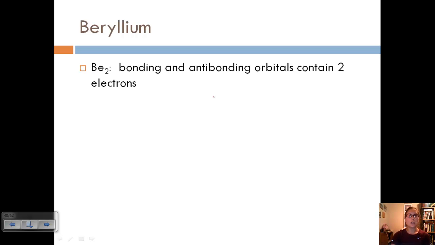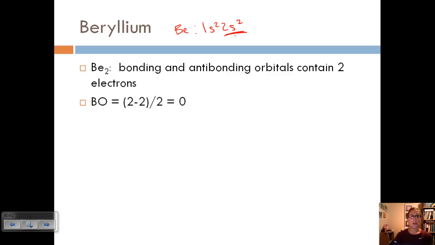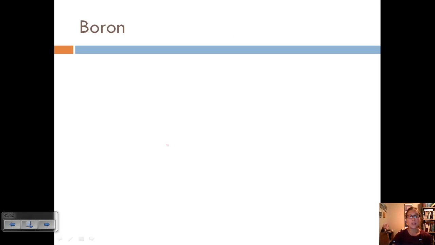If we look at Be2, there are bonding and anti-bonding orbitals in this model. Our beryllium electron configuration is 1s2, 2s2. So if we look at two of those, we've got 2 valence electrons from each, for a total of 4. For bond order, we have 2 electrons going in as bonding electrons and 2 going in as anti-bonding electrons, and we divide that by 2 and get a bond order of 0. What this means is that the molecule will not form. It's not the most stable arrangement.